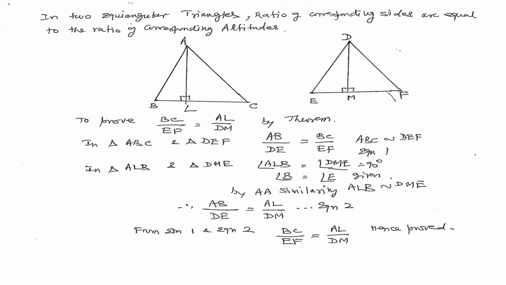In triangle ABC and DEF, AB by DE is equal to BC by EF. ABC is similar to DEF. Equation 1. In triangle ALB and DME, angle ALB is equal to angle DME is equal to 90 degrees. Angle B is equal to angle E, corresponding angles. So by AA similarity, triangle ALB is similar to DME. Therefore, AB by DE is equal to AL by DM, equation 2. From equation 1 and equation 2, it is proved that BC by EF is equal to AL by DM.